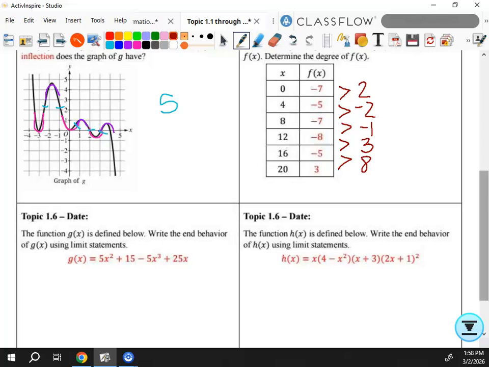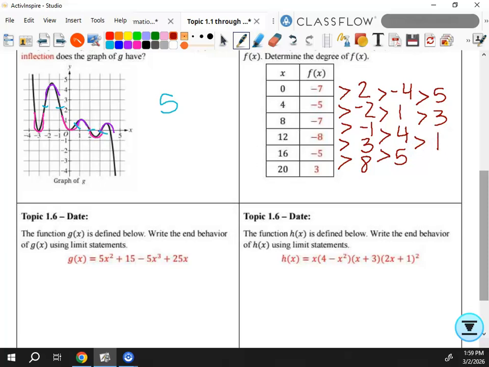Now, clearly not linear because they're not all the same. So I go on to my second differences. -2 minus 2, -4. -1 minus a -2, 1. 3 minus a -1, 4. 8 minus 3, 5. Also not quadratic, right? So I go again. 1 minus a -4, 5. 4 minus 1, 3. 5 minus 4, 1.